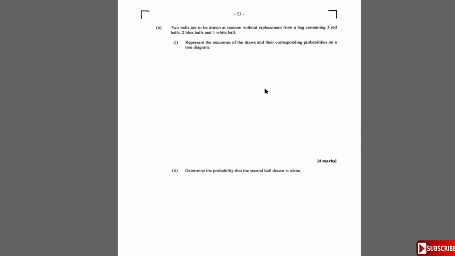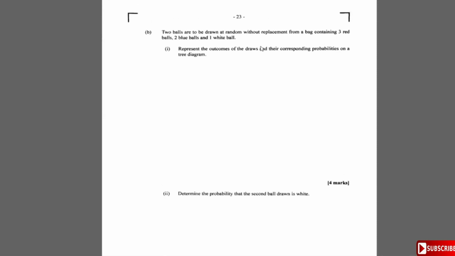Now, this question, question 5, says 2 balls are drawn at random without replacement from a bag containing 3 red balls, 2 blue balls, and 1 white ball. Represent the outcomes of the draws and their corresponding probabilities. So it starts out where you can draw 3 colors. You can either draw a red, a blue, or a white. Let's write that down.